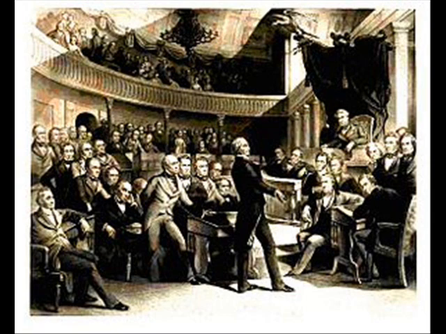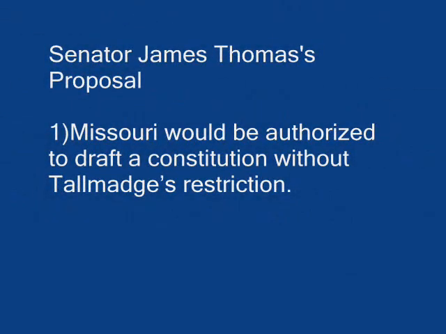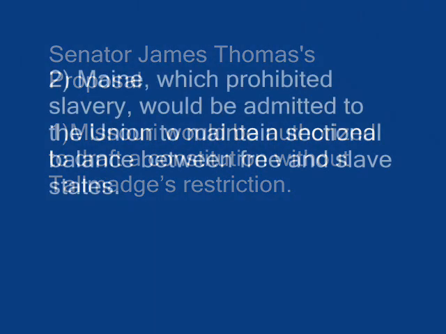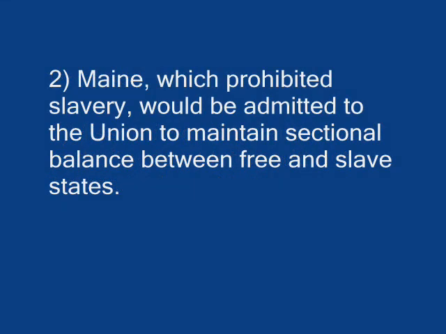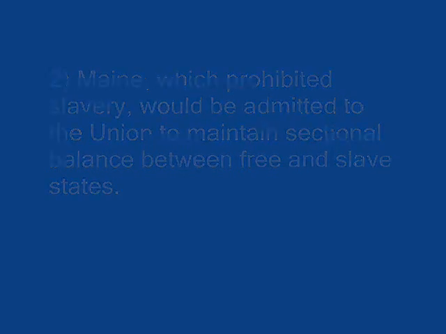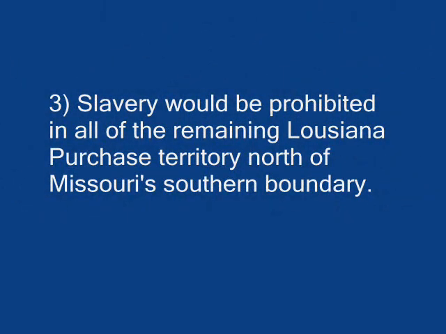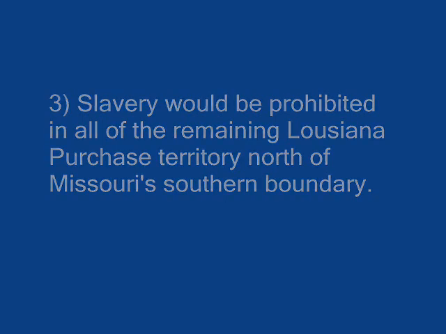When Congress reconvened in 1820, Senator Jesse Thomas of Illinois proposed a compromise with 3 parts. 1. Missouri would be authorized to draft a constitution without Tallmadge's restriction. 2. Maine, which prohibited slavery, would be admitted to the Union to maintain the sectional balance between free and slave states. And 3. Slavery would be prohibited in all of the remaining territory within the Louisiana Purchase, north of Missouri's southern boundary. Congress adopted Thomas's plan as the Missouri Compromise.